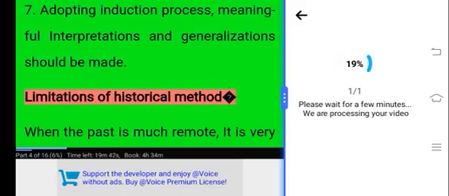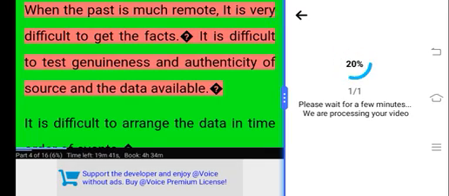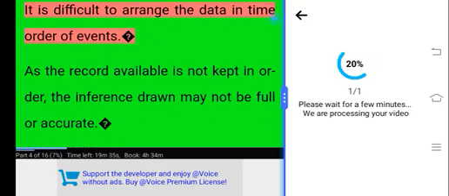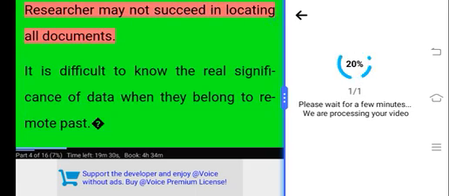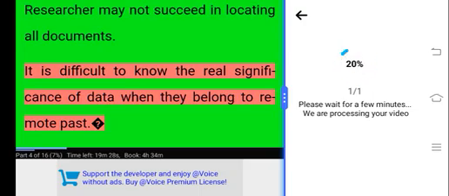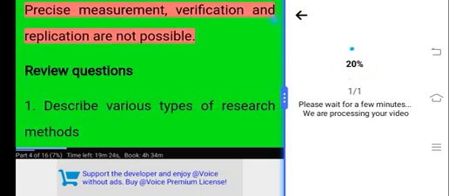Limitations of historical method. When the past is much remote, it is very difficult to get the facts. It is difficult to test genuineness and authenticity of source in the data available. It is difficult to arrange the data in time order of events. As the record available is not kept in order, the inference drawn may not be full or accurate. Researcher may not succeed in locating all documents. It is difficult to know the real significance of data when they belong to remote past. Precise measurement, verification and replication are not possible.